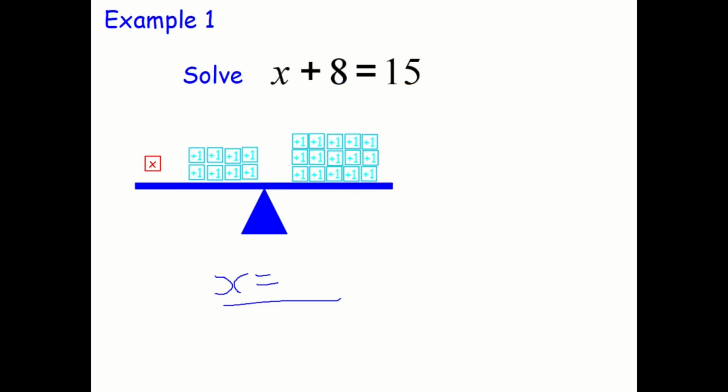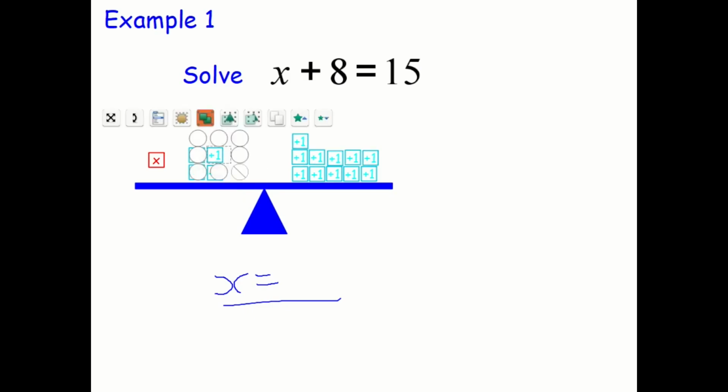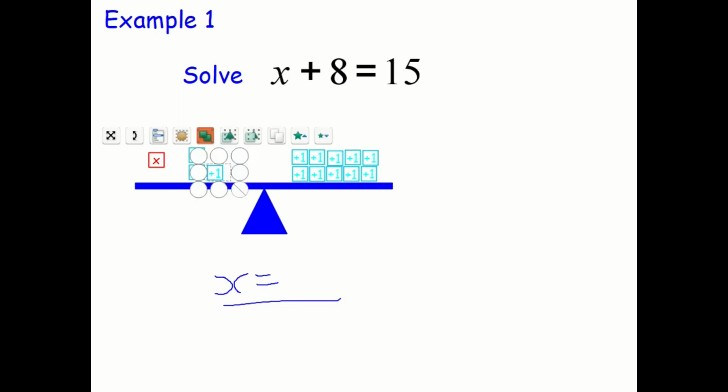So how do I get my x on its own? Just this little thing on its own? Well, I can just get rid of these plus 1s. But if I get rid of that plus 1, in order to keep my scales balanced, I must also get rid of that one. Otherwise, my scale's not going to be balanced. If I get rid of this one, I must also get rid of that one. And keep going until we've done the same to both sides.